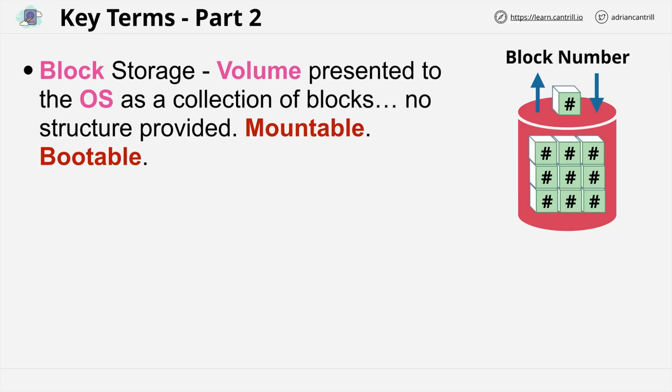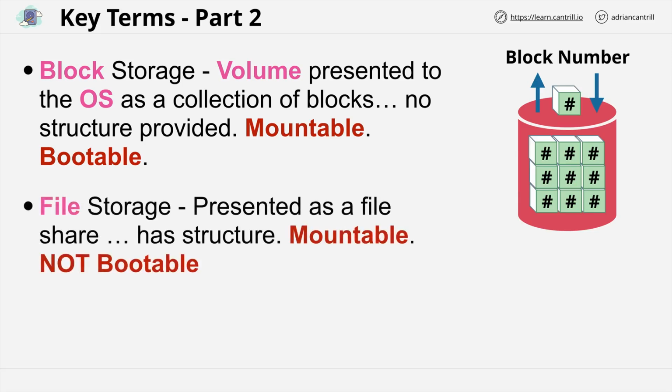So with block storage in AWS, you can mount a block storage volume, so you can mount an EBS volume, and you can also boot off an EBS volume. So most EC2 instances use an EBS volume as their boot volume, and that's what stores the operating system, that's what's used to boot the instance and start up that operating system.